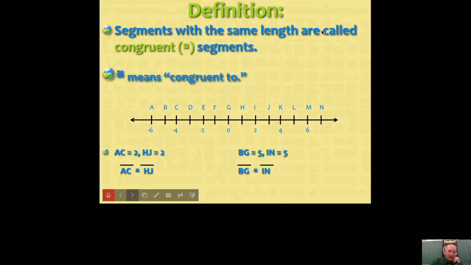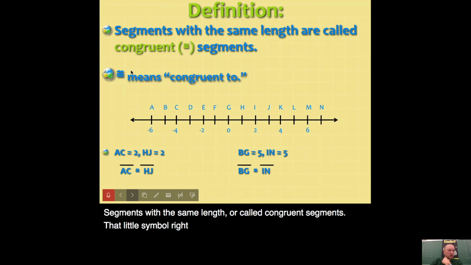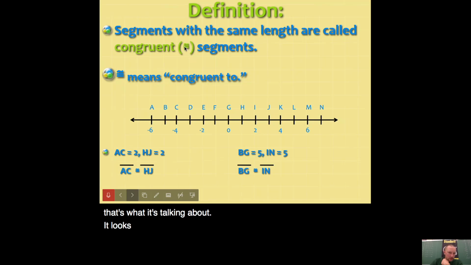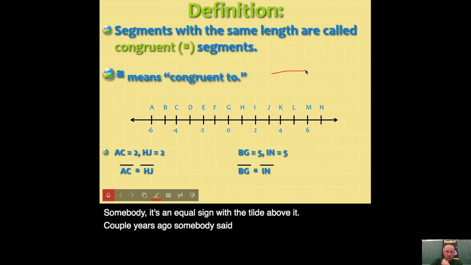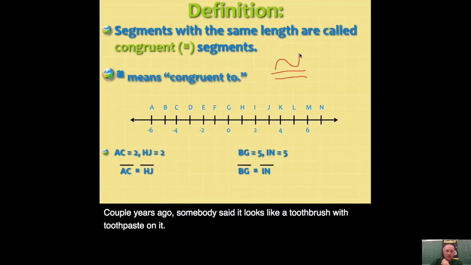Segments with the same length are called congruent segments. That little symbol right there means congruent. So when you see that, that's what it's talking about. It looks like, well, it's an equal sign with a tilde above it. A couple years ago, somebody said it looks like a toothbrush with toothpaste on it. But we're going to see that a lot this year.